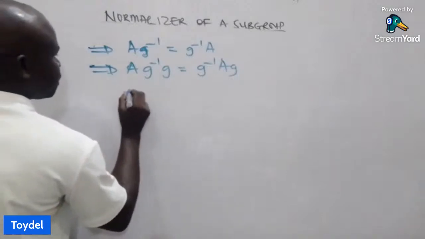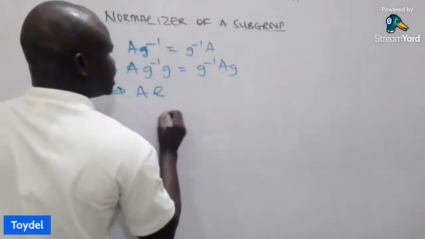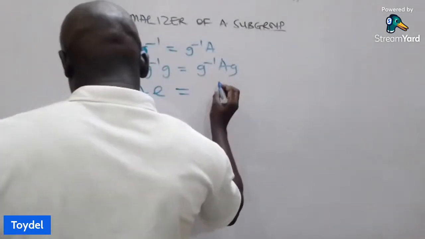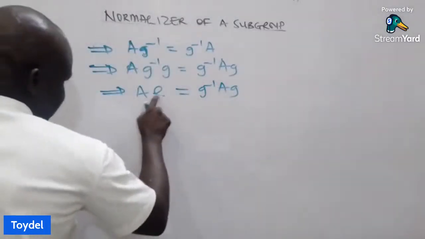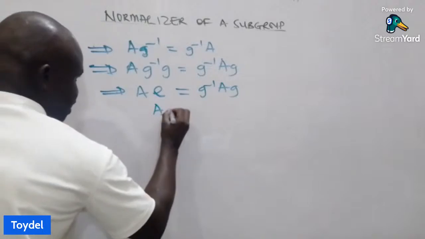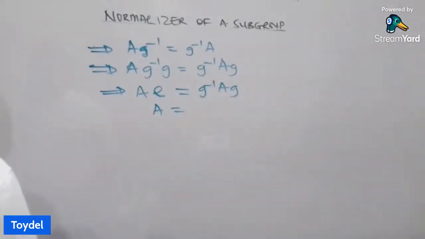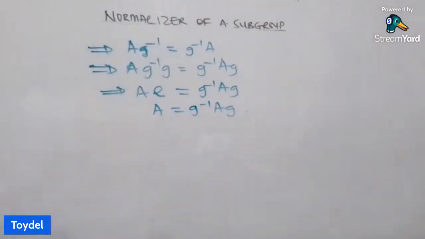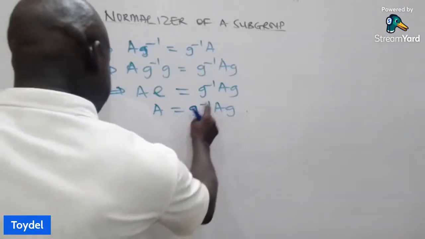Then from here, this implies that G inverse G is identity. It's the same thing as G inverse A G. Then identity is neutral. The identity element is neutral. So A is equal to G inverse A G. If this is equal to this, it's equal to G inverse A G. And if that is the case, we can make the generalization and say A is the same thing as G inverse A G.